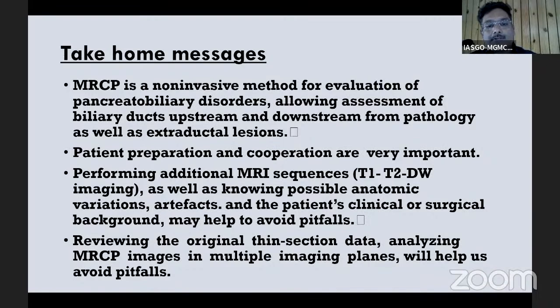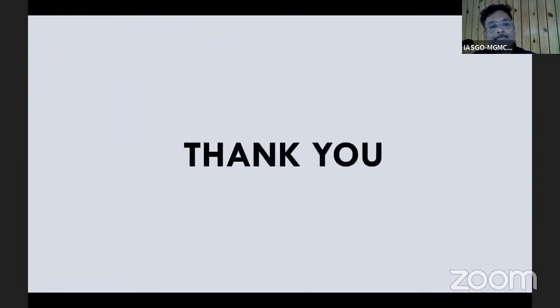Patient preparation and cooperation are very important, and we need to perform additional MR sequences, T1, T2, diffusion-weighted, and at times contrast study. And knowing the possible anatomic variants, artifacts, and the patient's clinical surgical background will help us to avoid pitfalls. Reviewing the original thin section data and analyzing MRCP images in multiple planes will help us avoid pitfalls. Thank you.